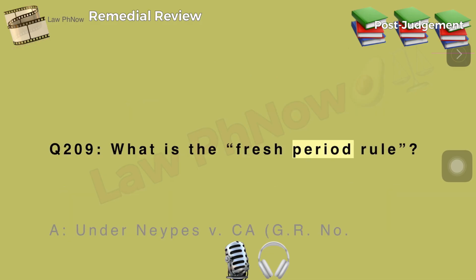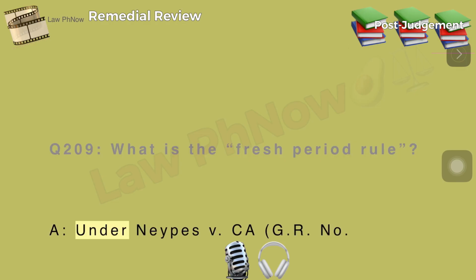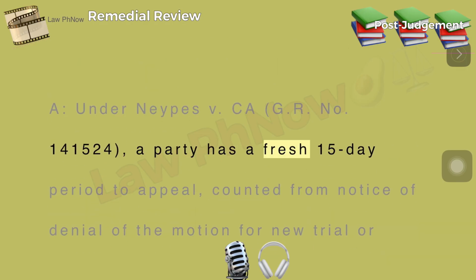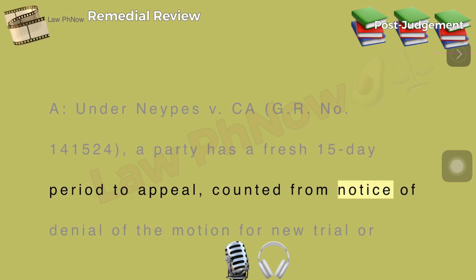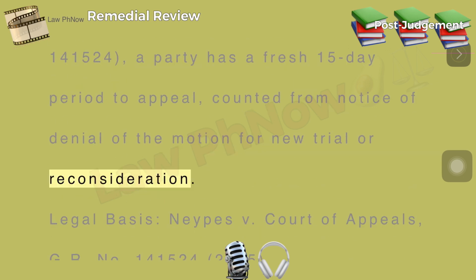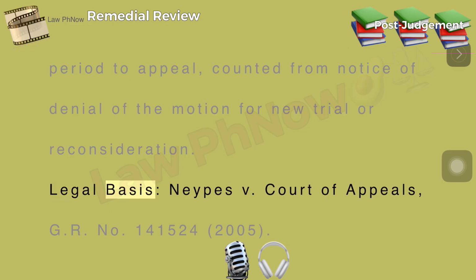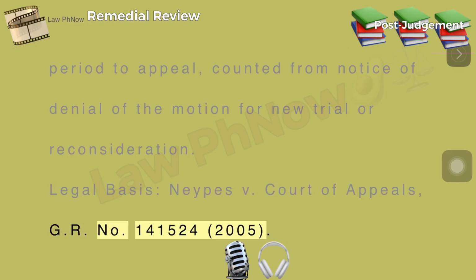Q209. What is the fresh period rule? A. Under Neypes v. CA, G.R. No. 141524, a party has a fresh 15-day period to appeal, counted from notice of denial of the motion for new trial or reconsideration. Legal basis, Neypes v. Court of Appeals, G.R. No. 141524, 2005.